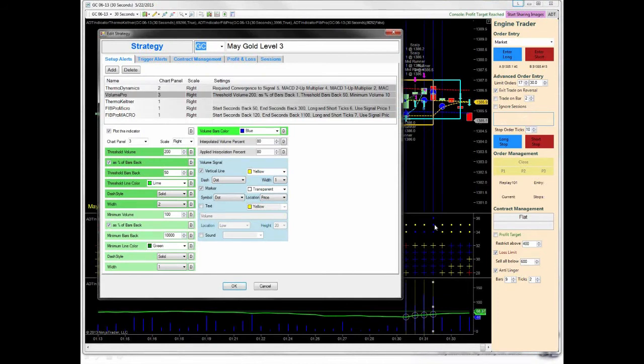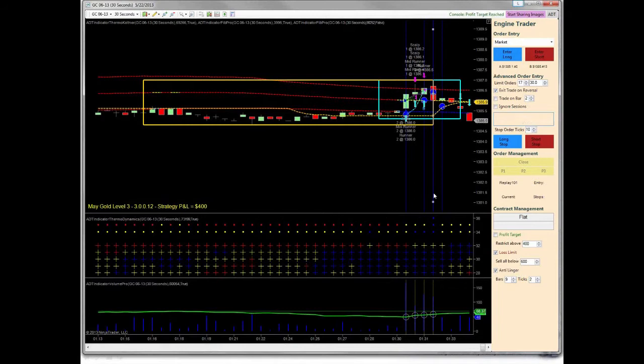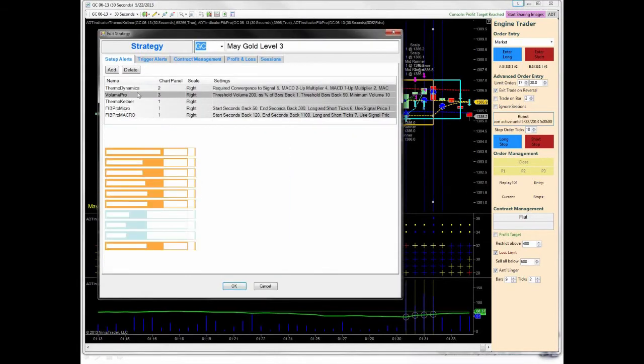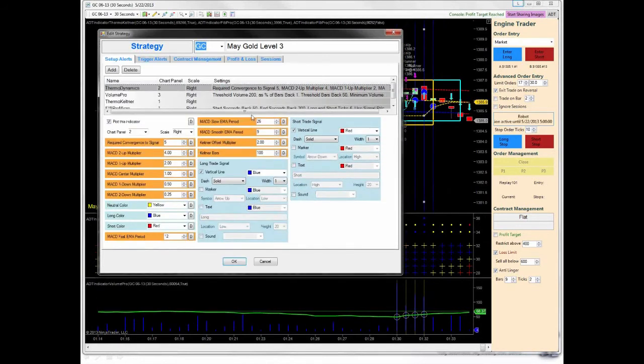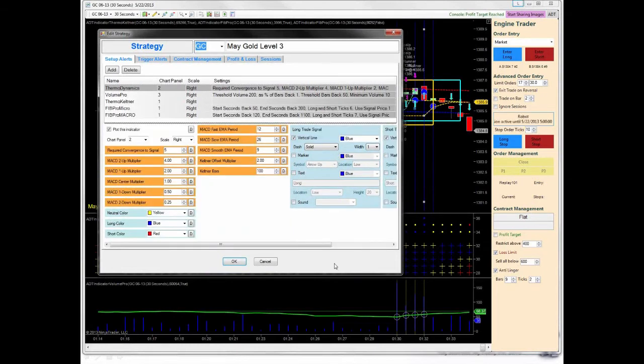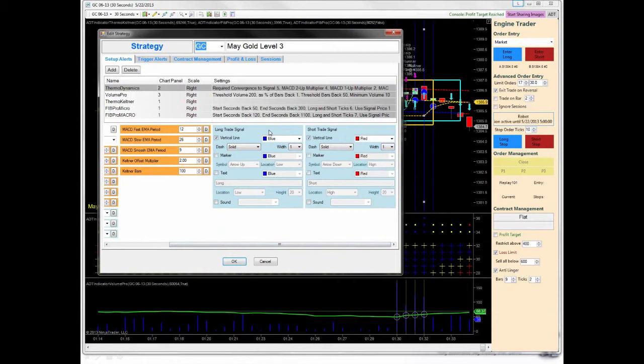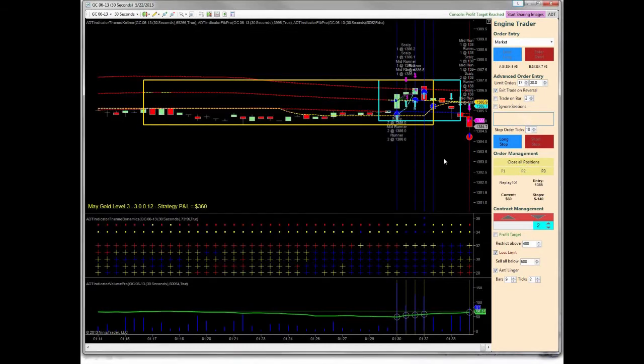I was saying that the thermodynamic indicates its signal with this vertical blue line for long, and a vertical red line for short. If I go over to the thermodynamic, I can see that. Here is, let me make it a little shorter so it lines up a little better. There we go. Here's the long trade signal. All it is, vertical line, blue, width of 1. And if it were calling for a short trade, it would be saying, okay, vertical line, red, solid, width of 1. And that's what's coming up on the chart here.